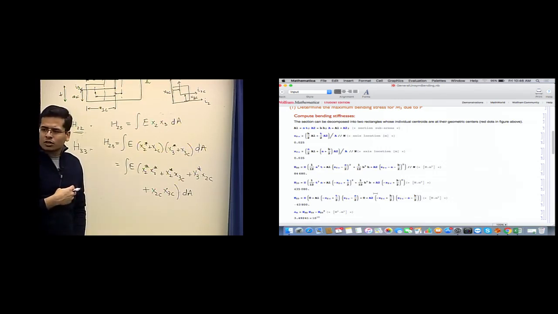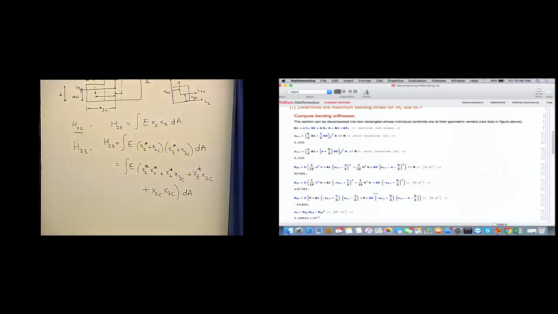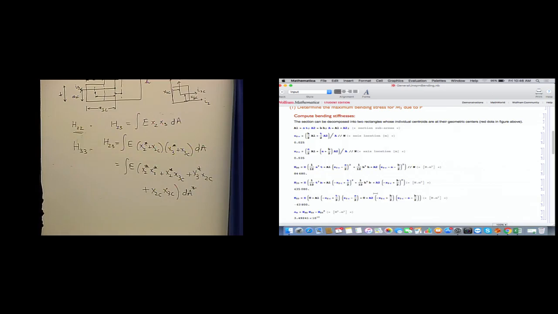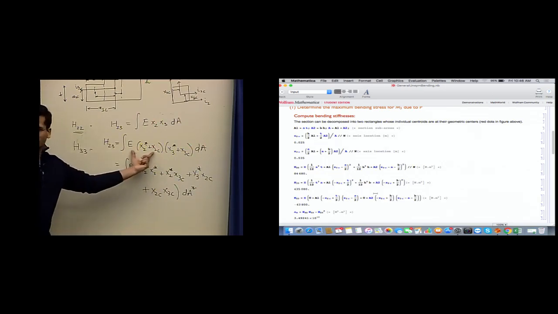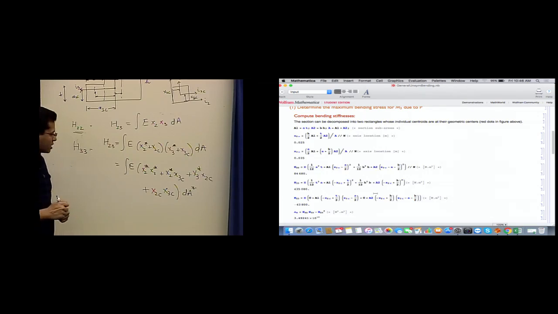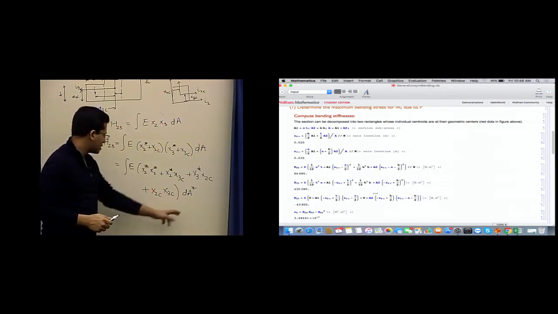Would that change? Because x2c is a constant, so dx2c will go to 0. So you can just write them dx2 star, dx3 star. The differentiation of a small element would be here, and this is constant, so d of that goes to 0 because that would be constant, right? So you can say dA star.